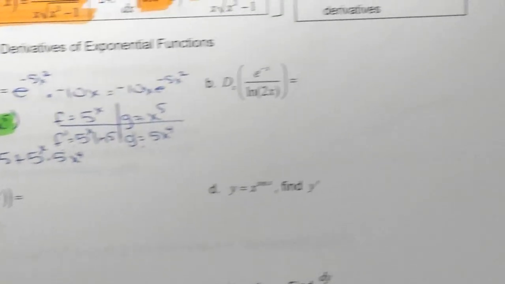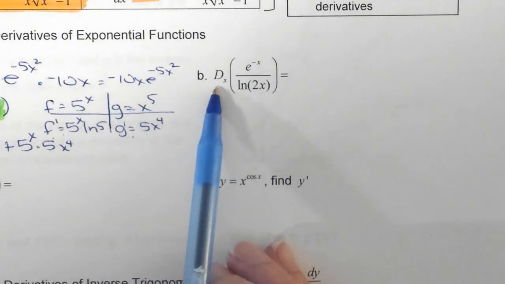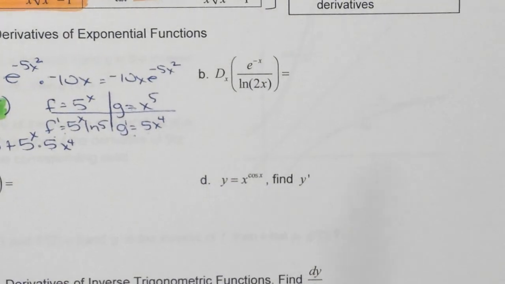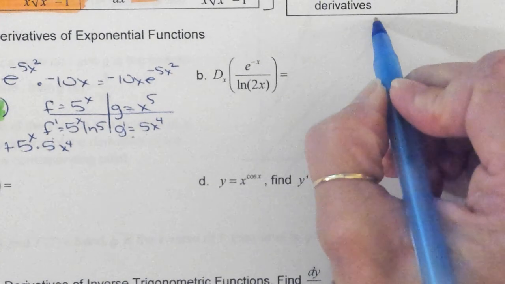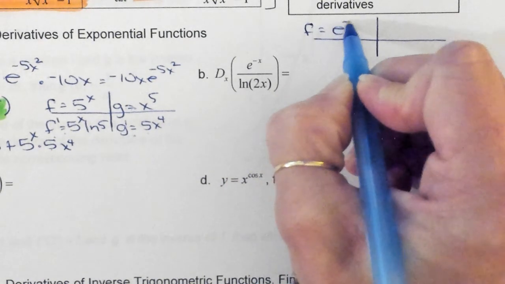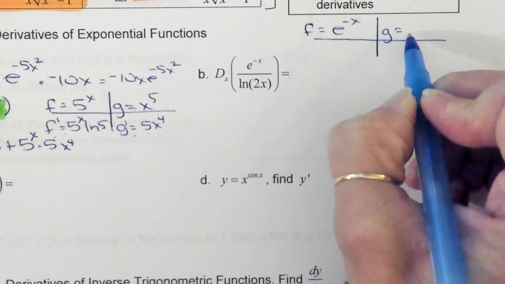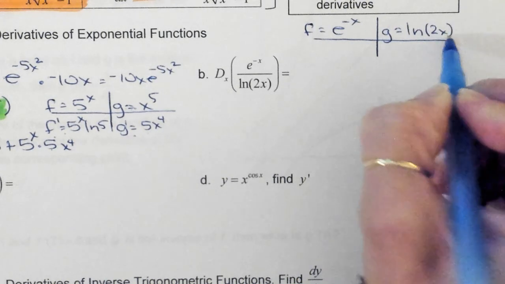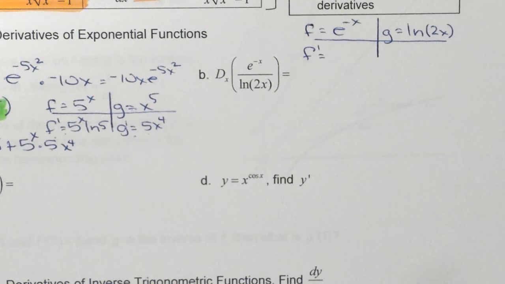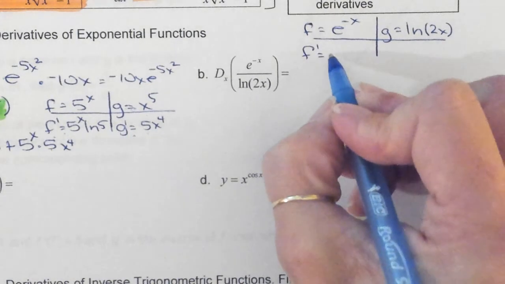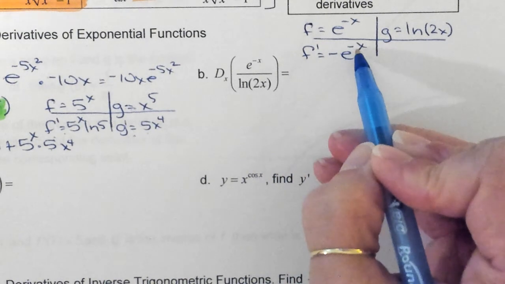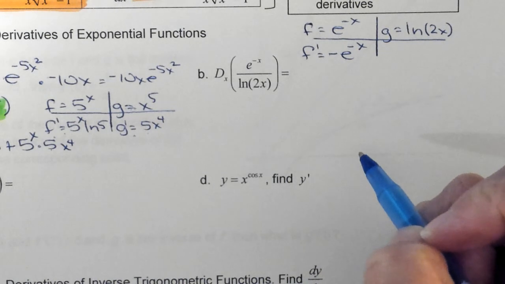Okay, let's take a look at B. Remember, this is just notation. Take the derivative with respect to x. Oh, what do I have to use here? Oh, yeah, I have to use a quotient rule. All right. So we've got f being equal to e to the negative x, and g is equal to the natural log of the quantity of 2x. All right. So what's f prime? Yeah, negative e to the negative x, because it's e to the negative x times the derivative of your exponent, which is negative 1. Okay?